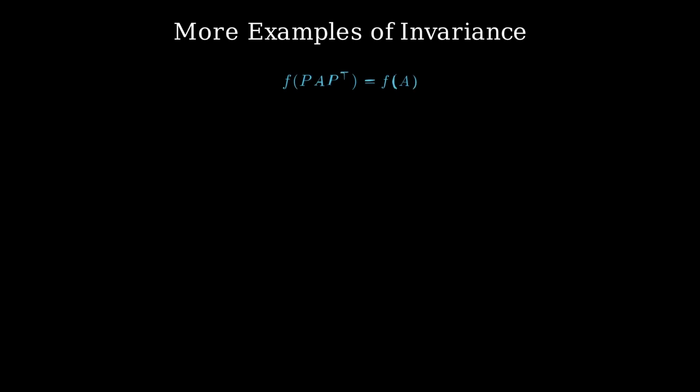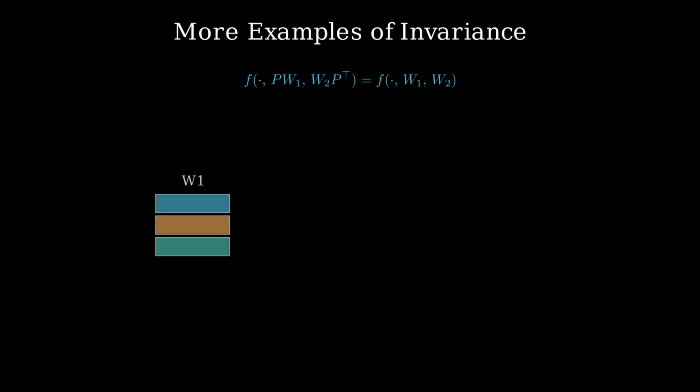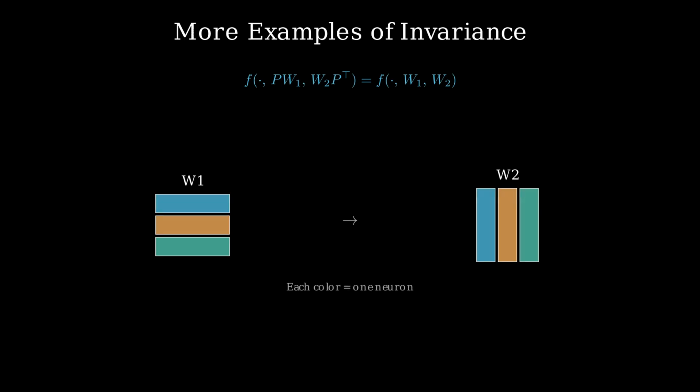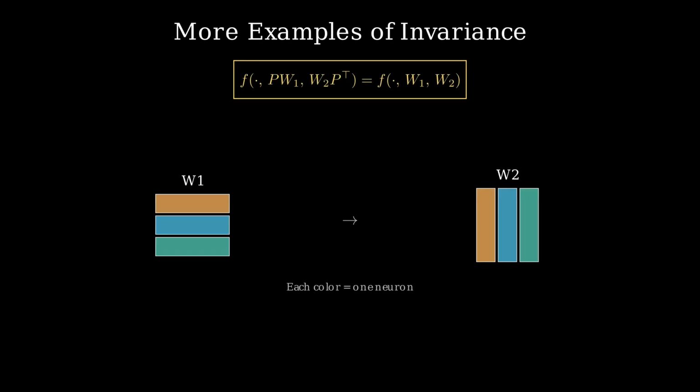Even neural networks themselves have an intrinsic symmetry. In a two-layer network, permuting the neurons of the hidden layer, rearranging the rows of W1 and simultaneously rearranging the corresponding columns of W2, produces a network that computes exactly the same function. Here, each color represents one neuron. The same color in W1 and W2 belongs to the same neuron. This means neural networks do not have a unique weight representation. There are always infinitely many equivalent parameterizations. Both cases illustrate invariance. A permutation of the input leaves the function's output unchanged. These symmetries are hiding in plain sight throughout the models we use every day.